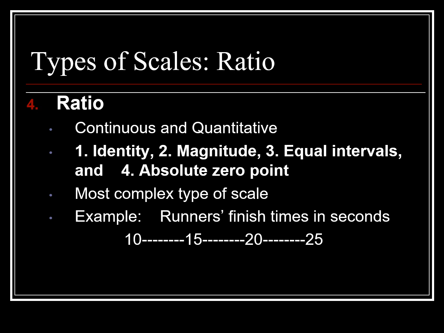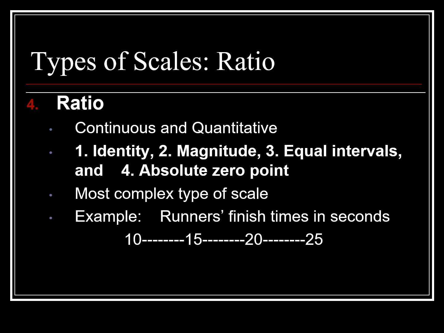Our final type of scale is the ratio scale. It is continuous and quantitative. It has identity, so the numbers do represent real-world observations. It has magnitude. Higher numbers mean more of something. It has equal intervals. The distance between 1, 2, and 3 are equal, and ratios make sense. 4 is 4 times as high as 1, and it has an absolute zero. In other words, zero has meaning. It is the most complex type of scale.